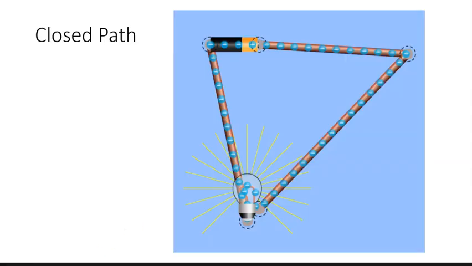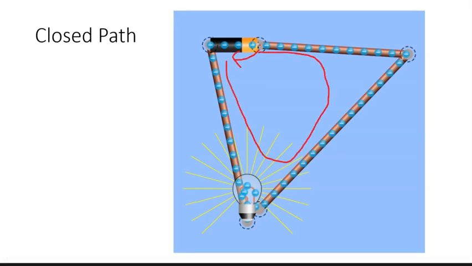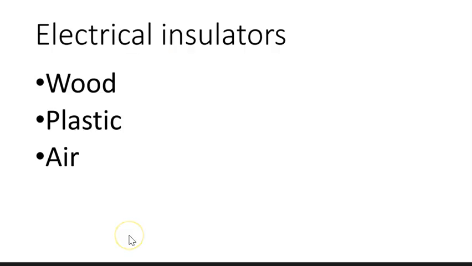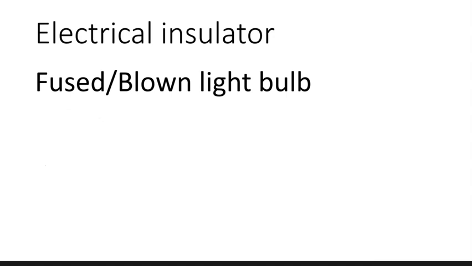This is an example of a closed path. This is the closed path. The bulb will light up because there are no electrical insulators along the path. Can you think of some examples of electrical insulators? Here are some examples of electrical insulators: wood, plastic, and air. A fuse or blown light bulb can be an electrical insulator too.